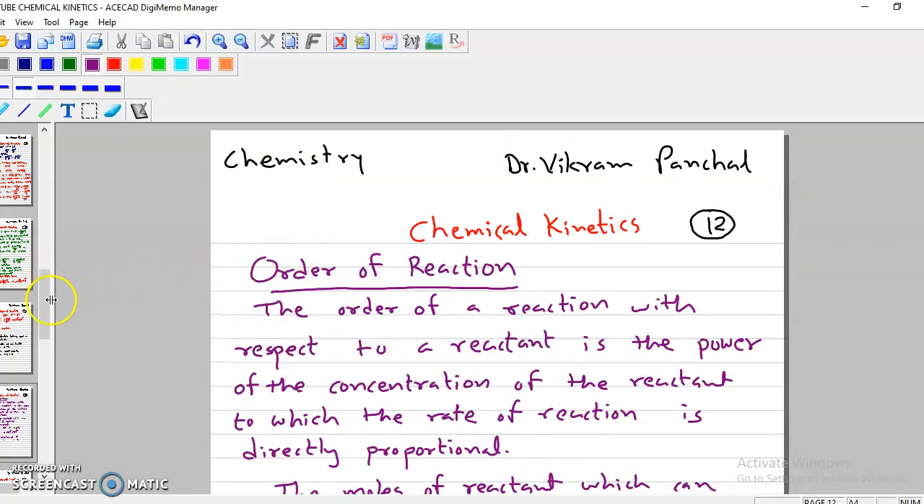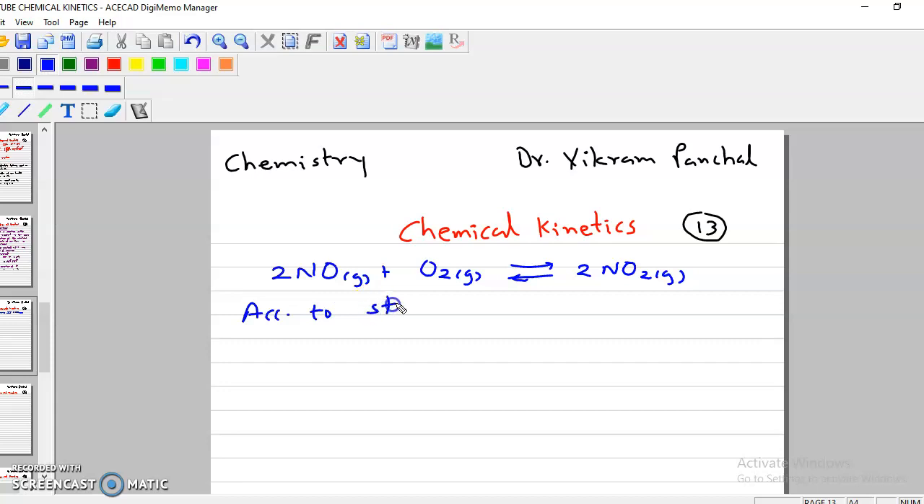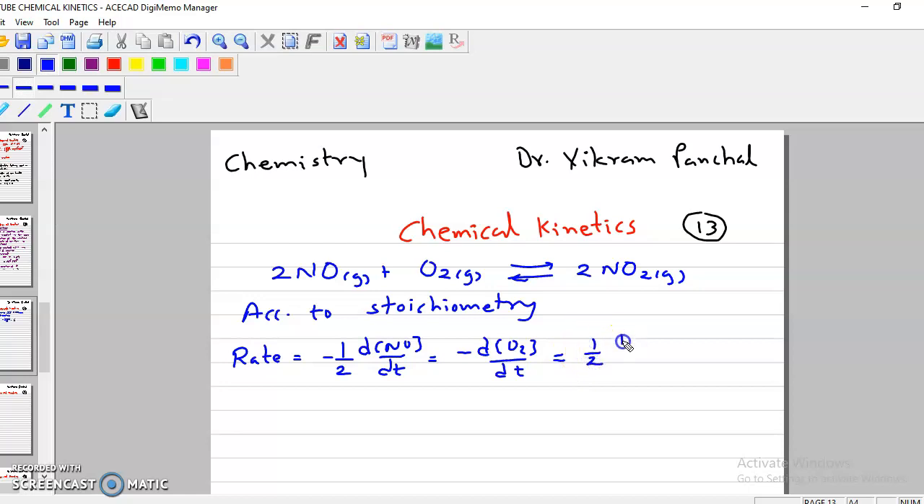For example, 2NO plus oxygen gas gives 2NO2 gas. Now, according to stoichiometry, we write rate is equal to minus 1 upon 2, because 2 is the number of moles of NO, so d[NO] by dt, is equal to minus d[O2] by dt, is equal to 1 upon 2 d[NO2] by dt. So you can use any one of these.